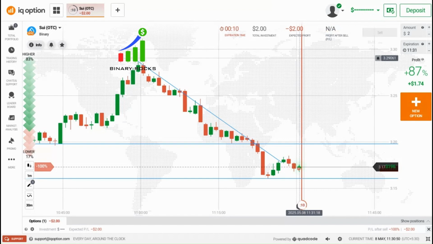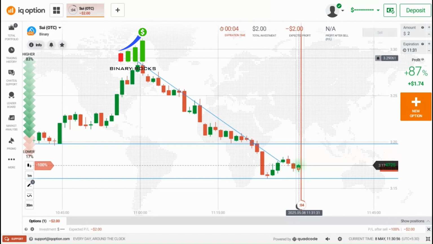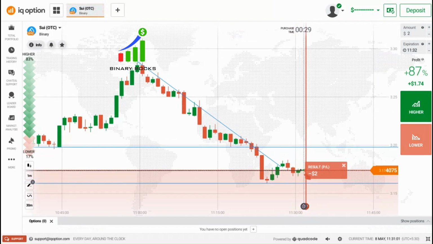Let's see what will happen. Okay, so in these kind of tricky situations, try to avoid trading or follow the trend only. Okay, see here we got a loss. So no longer are sellers interested.